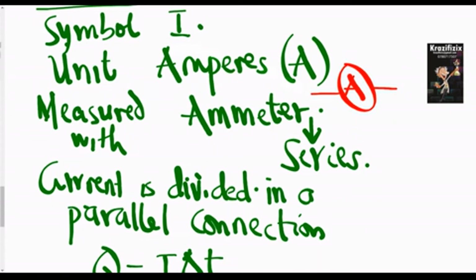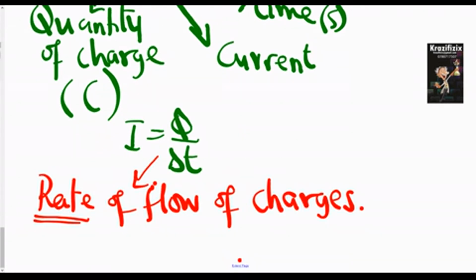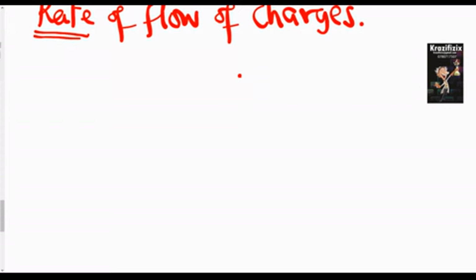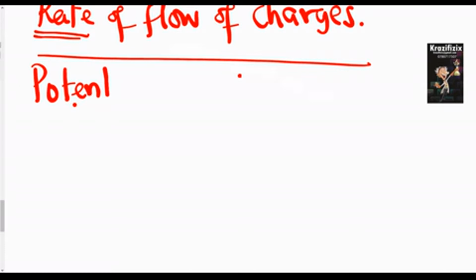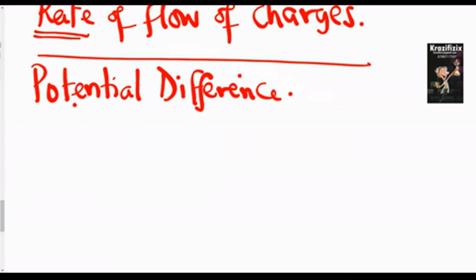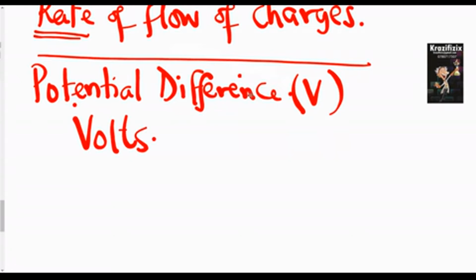Now, what about potential difference? We're going to do these definitions as we lay a foundation. All right, that's current. Potential difference. Already we mentioned the relationship between these two, that they are directly proportional. We're going to use the symbol V to represent potential difference. It's measured in volts.